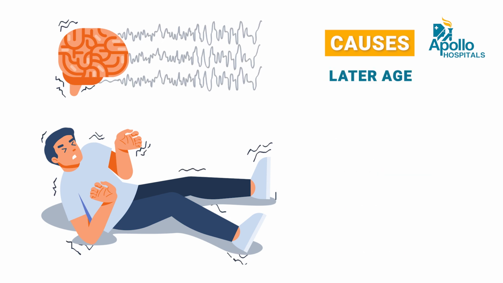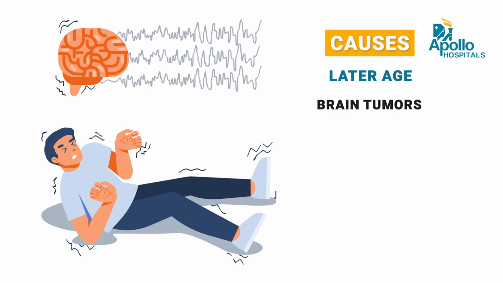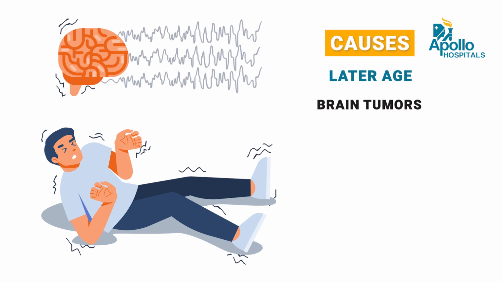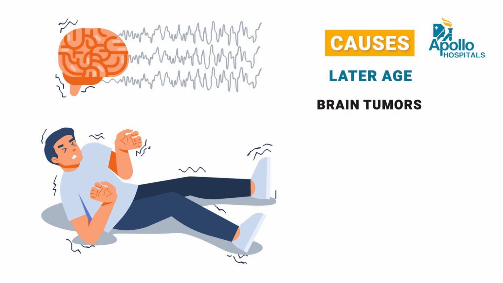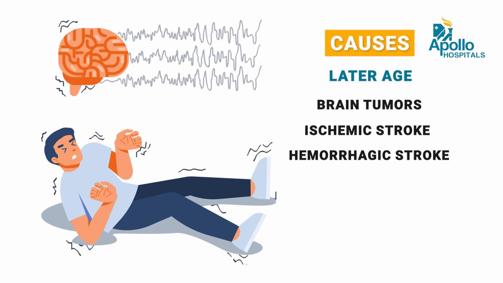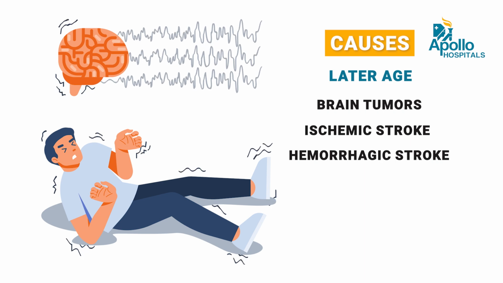Then when you reach the later age of life, brain tumors also form a significant proportion of patients with epilepsy, and even strokes, both ischemic strokes and hemorrhagic strokes, can also lead to epilepsy. So epilepsy is not an uncommon condition.